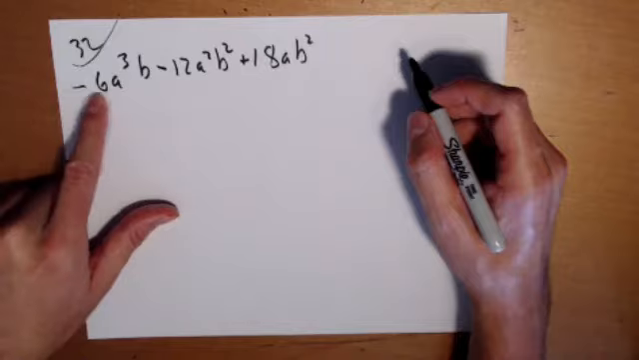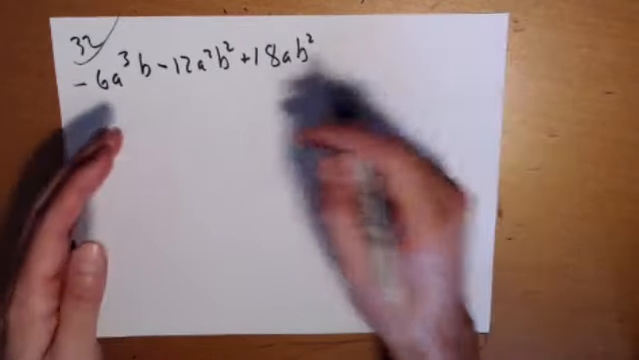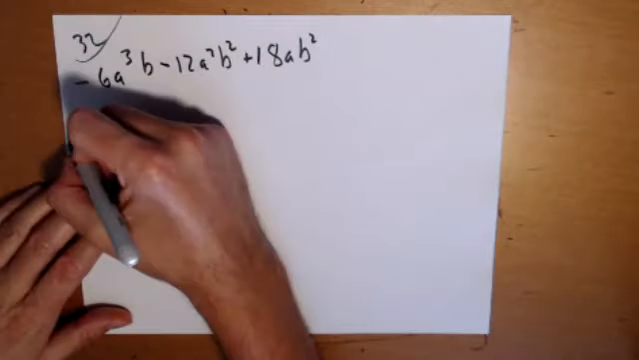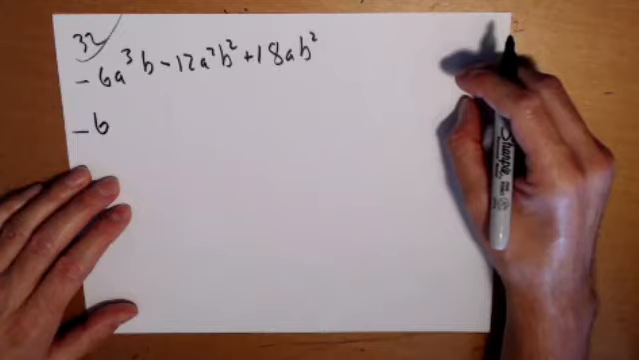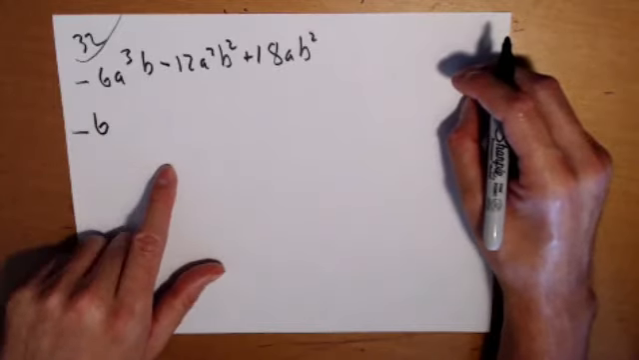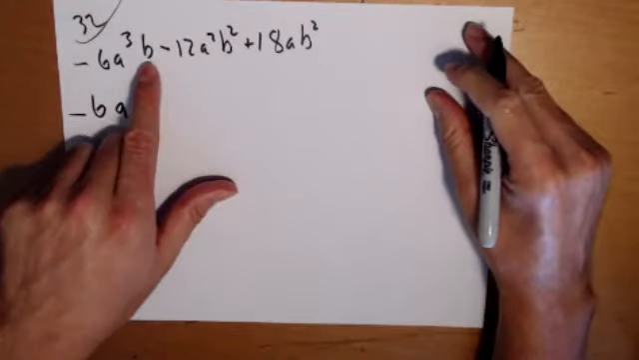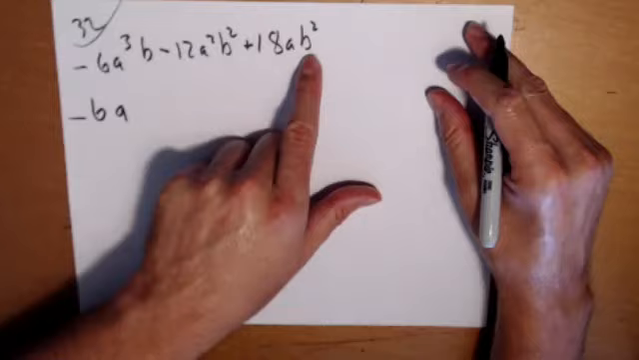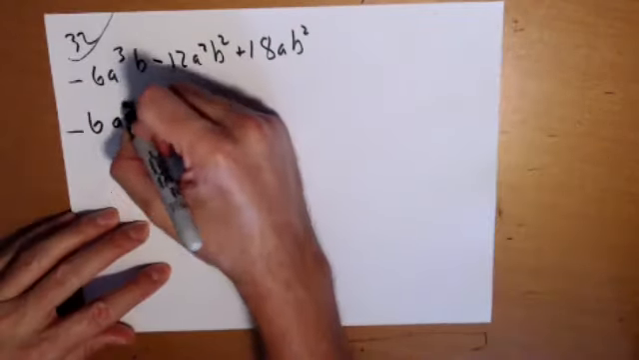And since the first guy is a negative 6, usually we want what's left in the parentheses to not have a negative. So what if I pull out a negative 6 from all of them? Now let's just look at the a stuff. a cubed, a squared, and just an a. So that means I can take out an a from everybody. b squared, b squared. So I can pull out a b from everybody.